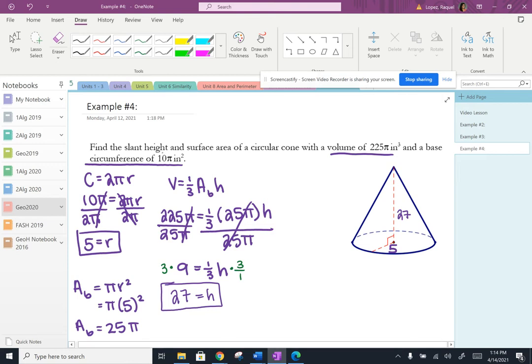So the first part they want us to do is to find the slant height. Well, to find the slant height, I can just use the Pythagorean theorem to figure out what that would be, because this radius would also be 5, and this is the right triangle that I can use to help me figure that out. So here's our right triangle. This is 27, and this is 5. This is our slant height.